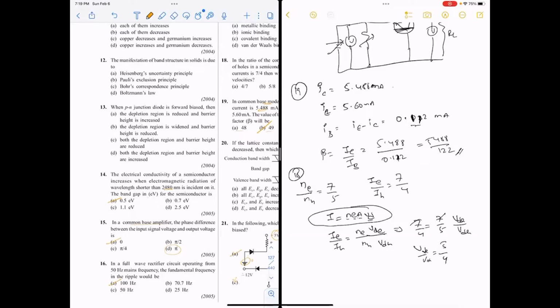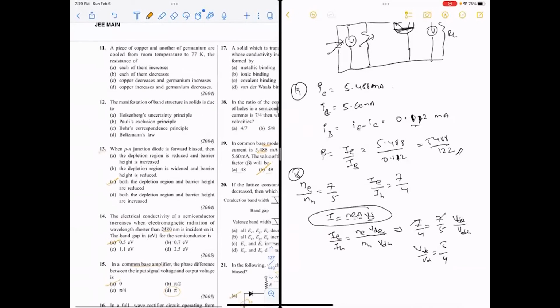When the PN junction diode is forward biased, then what happens? In forward bias mode, the depletion region will be reduced, right? And the barrier height is increased? No, even the barrier potential will decrease. So see, both the depletion region and the barrier height are reduced. Option C, right, guys?